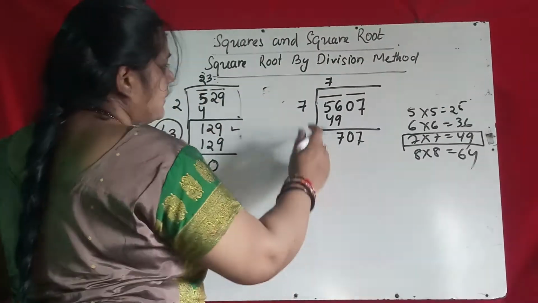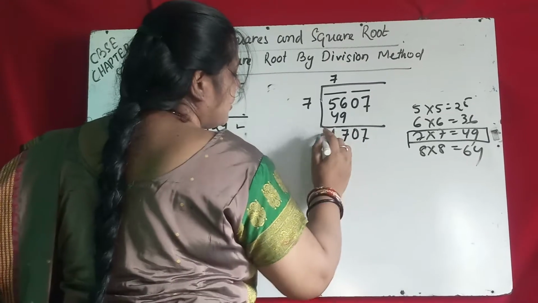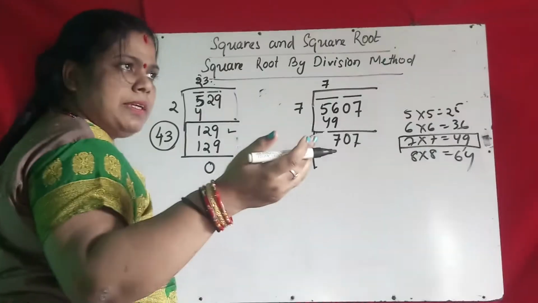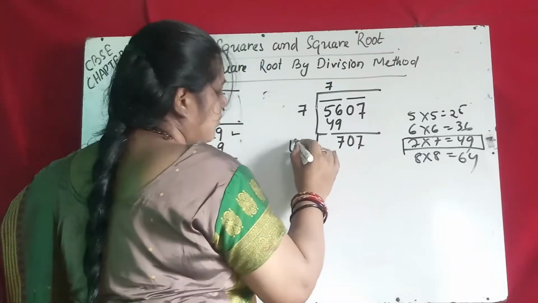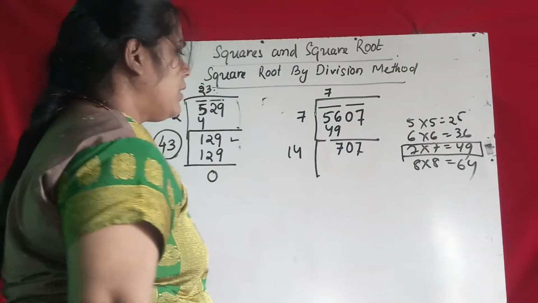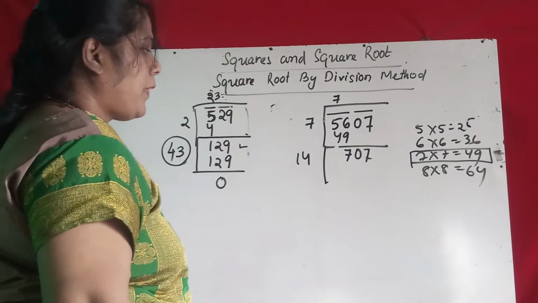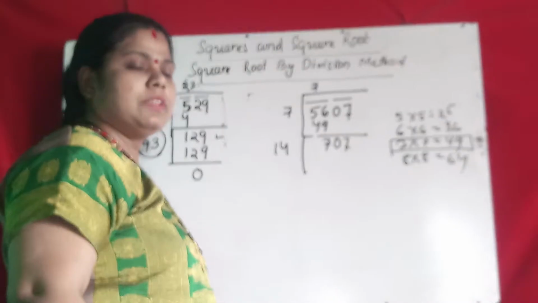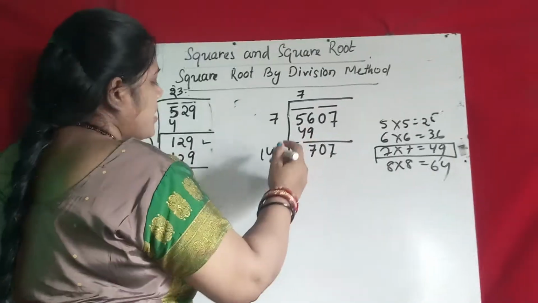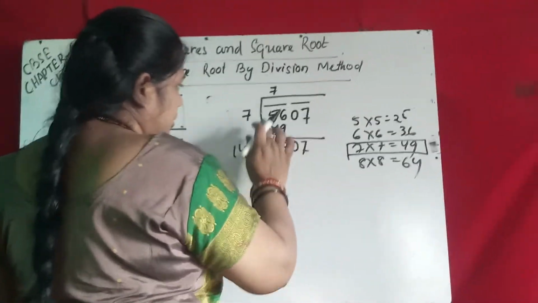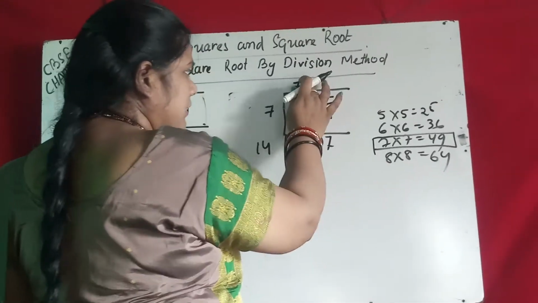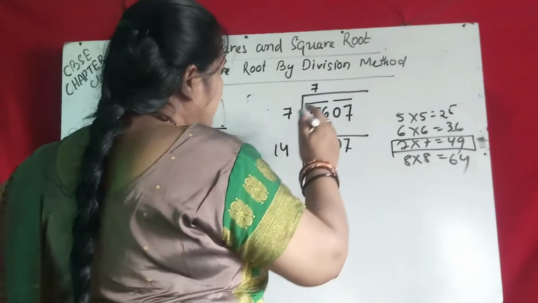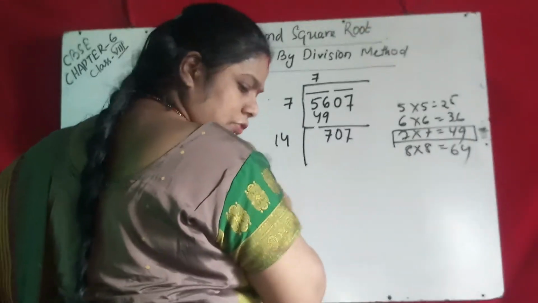So now we have 707. Again, as I said, take double of the quotient: 7 doubled is 14. Again we multiply 7 to the 14. Here I said you take double of the quotient, so 14.